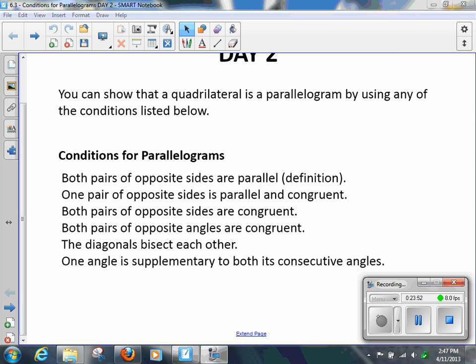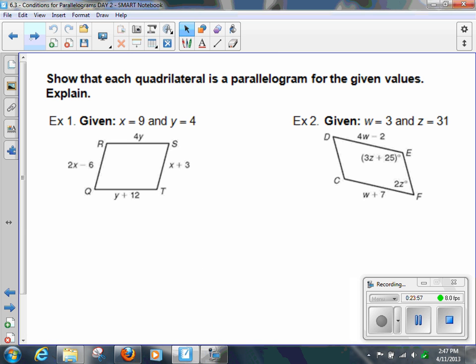Properties. Same properties we've been going over. Go to this. It's the bottom of your page, okay? It says show that each quadrilateral is a parallelogram for the given values and explain. Folks, it's the same thing we've been doing, okay? What am I given? Kevin, what am I given for example 1? Am I given angles, sides, or diagonals? Sides. What do you know about the sides? What are congruent? Which sides are congruent? The opposite sides are congruent.